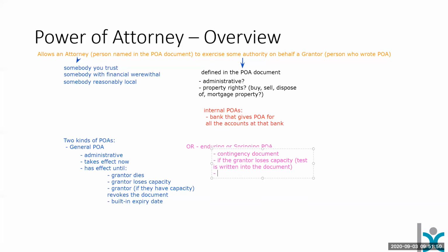So my wife and I have powers of attorney on one another, and our powers of attorney say that two medical professionals who are not family members, not my family members or her family members, have to agree that capacity is lost, and that would cause the document to spring into effect. So if the grantor loses capacity, then the attorney has whatever authority is defined in the document. Okay, that's good.